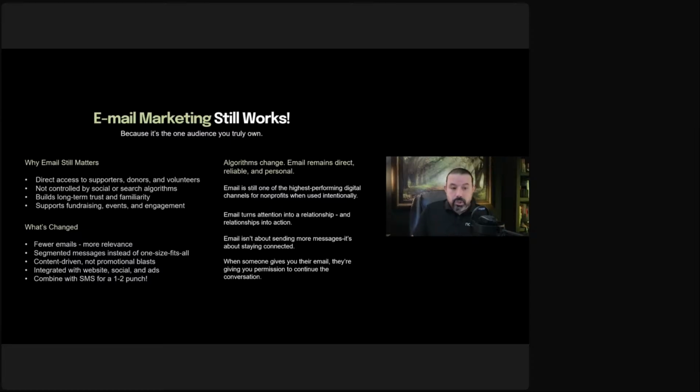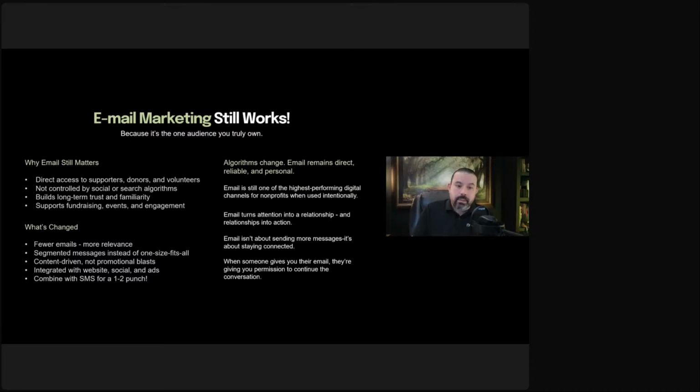Now, there's some things that have changed, right? We want to do fewer emails, but more relevant. So we don't want to do daily emails, right? It used to be that's what you would do, the daily emails, though there is a strategy for religious organizations that I'll share with you in a second that you might be able to adapt to nonprofits as well. Well, I know you can. But fewer emails, more relevant. So maybe once a week, once every 15 days, but they're jam-packed with value and information.